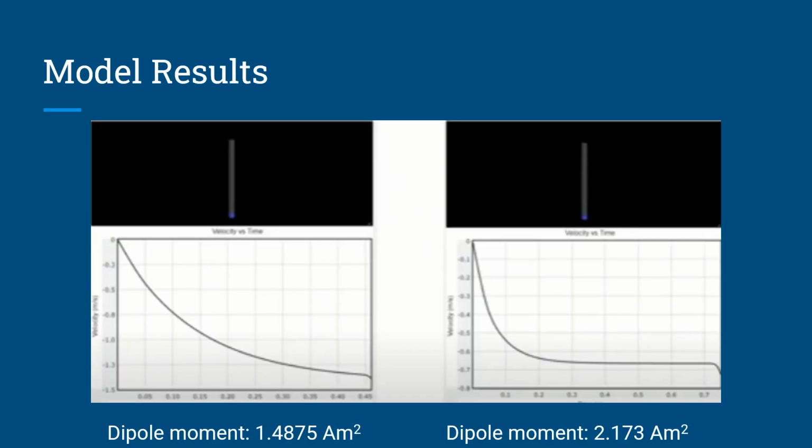Here are the model results for the 2 different dipole moments that we tested in this lab. For the first one, the results differ between the computational and real-world model, and on the second one, with the dipole moment of 2.173, the time it takes to fall is equal to the one we found in the real-world model.